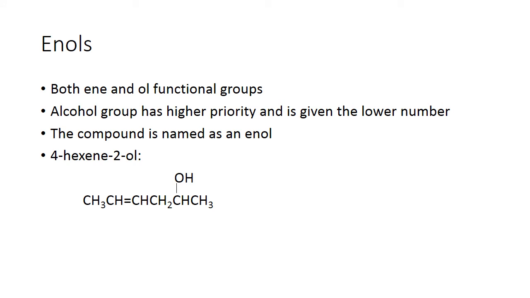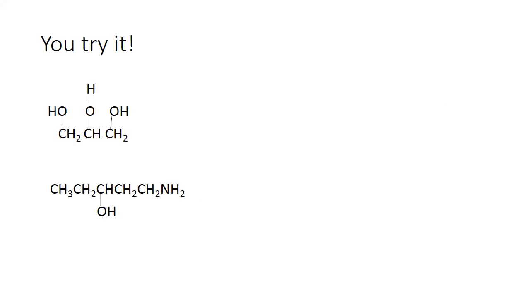When you have enols, you have both an ene and an ol functional group. Remember to get them all in the longest chain. The alcohol group has the higher priority. So if you look, if I count from this end, the ene is on number 2. If I count from this end, the ol is on number 2. What do I choose to do? I give the ol higher priority. So this is going to be a 2-ol and a 4-ene. And so we call it 4-hexen-2-ol, or you could say hex-4-en-2-ol.